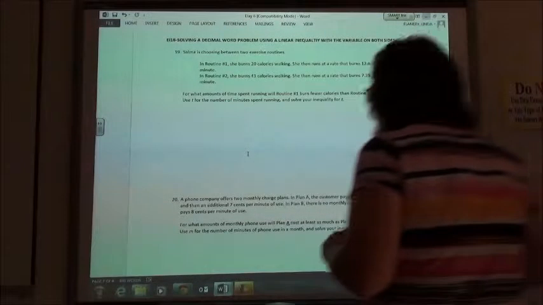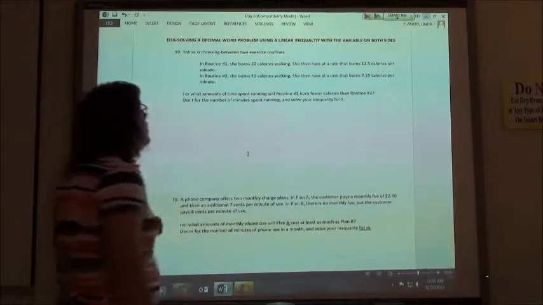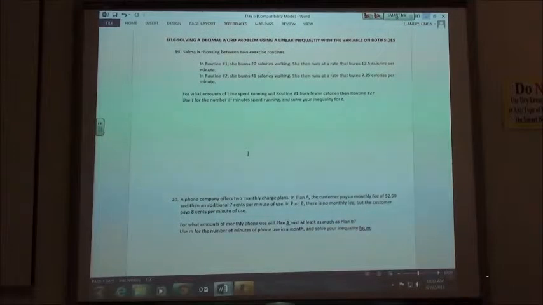19, 20, 21, same kind of thing. We're solving a decimal word problem using inequalities. This time we have variables on both sides. Someone's choosing between two exercise routines. Routine 1, she burns 20 calories walking.